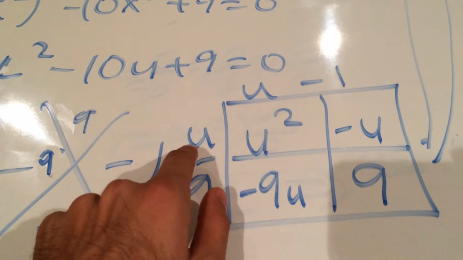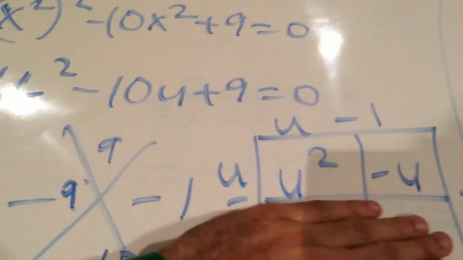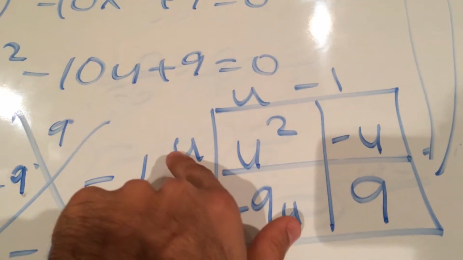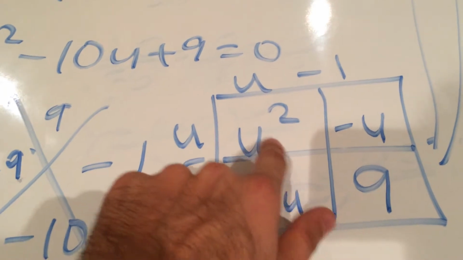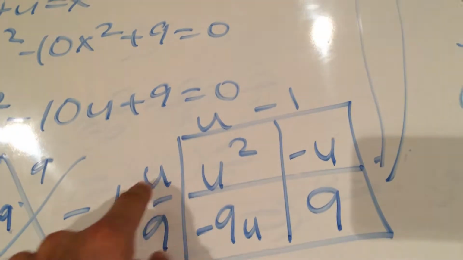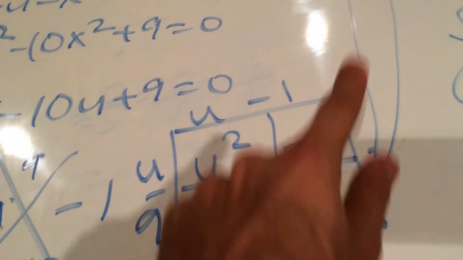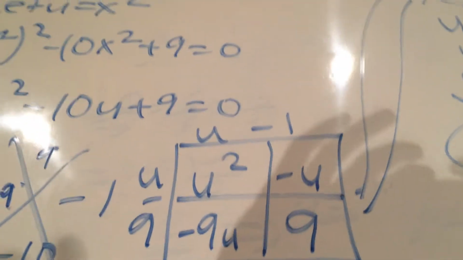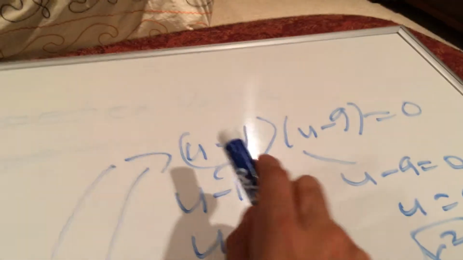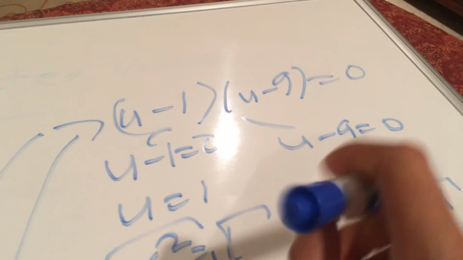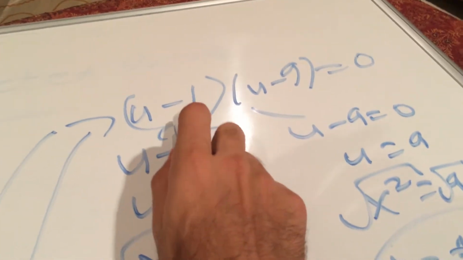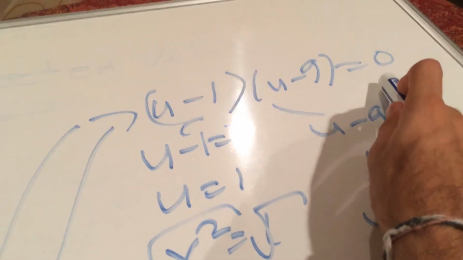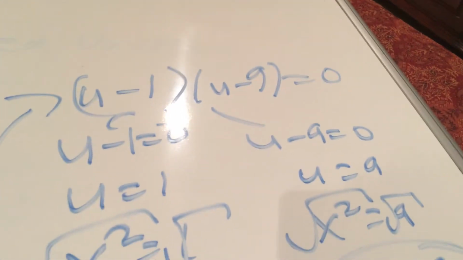So here we have it. I look at the top row, what can I factor out? A u. U times what gives me u squared, u minus 1, u minus 9. Check everything in the box, it looks good. So now I've got my two factors, u minus 1 and u minus 9 equals 0. Factor times factor equals 0. Split it up, set each factor equal to 0 and go.